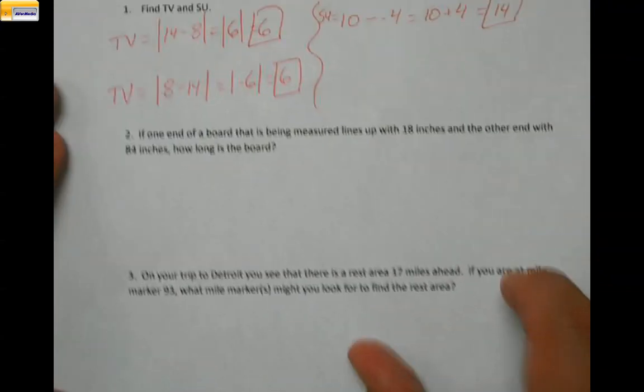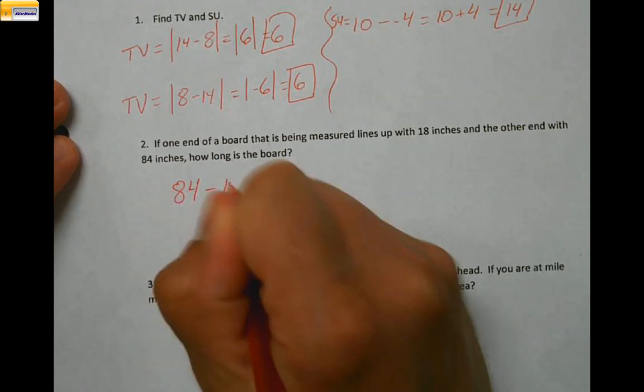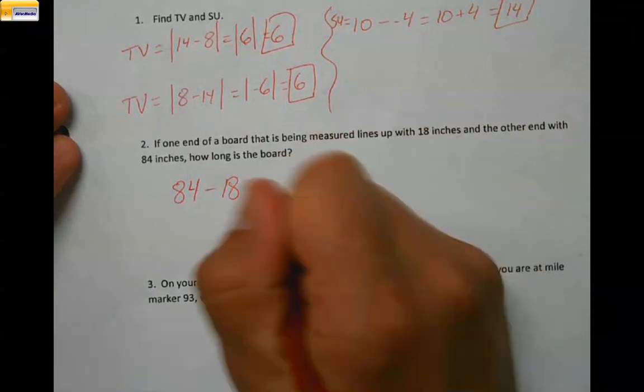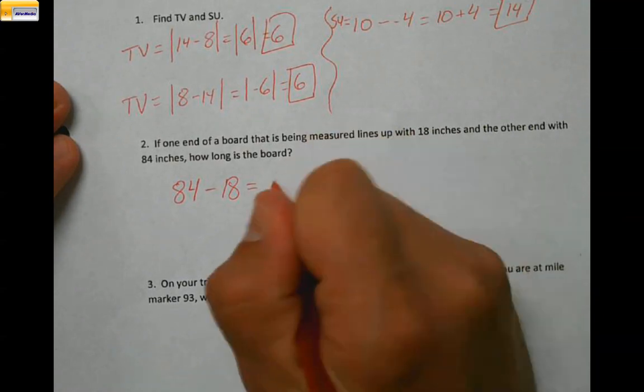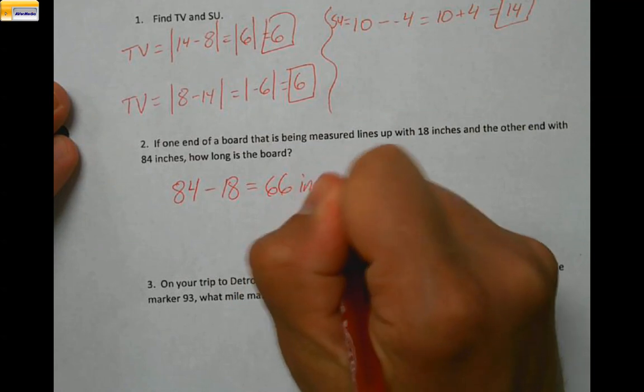So for this one, all I really need to do is go 84 minus 18. Just take those two coordinates, subtract one from the other, and technically take the big one, subtract the small one. That's kind of our working definition there. If I did that, I think I would get 66, and this is an application problem, so we'll say inches.